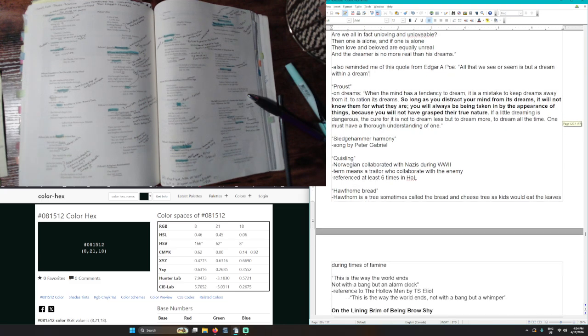We also get a reference to Proust. That's how I'm saying his name, and I'm going to say it as I don't care. Proust, you know what I'm talking about. He had this to say on dreams.